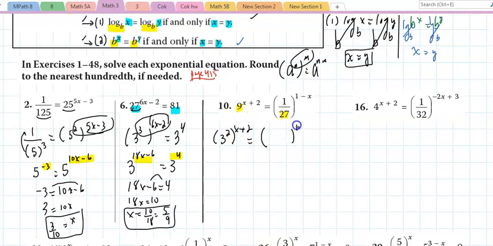And I can write that as 3 cubed. So here I've got to distribute those. That's going to be 3 to the 2x plus 4 equals... And if I move this up, doesn't that become 3 to the negative 1? Negative 3? You have a couple of options here, actually.